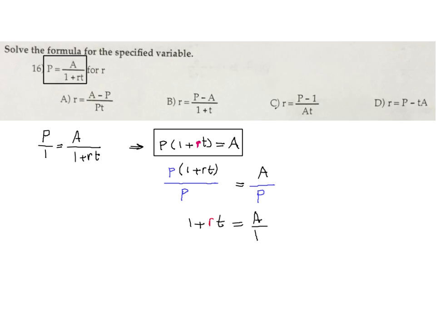Question on that, anyone? So how do you eliminate the other terms? What would be the next step, do you think? Subtract. Very good. You eliminate the constant. If I subtract 1 from both sides of the equation here, then I would get RT is equal to A over P minus 1. Does that make sense? So how do you solve for R now?